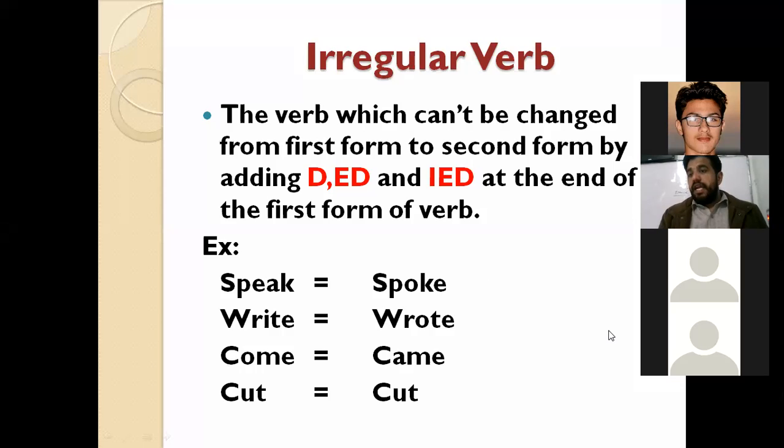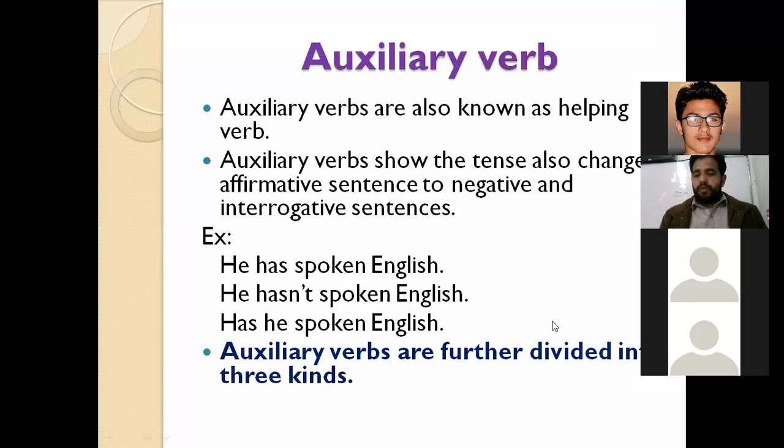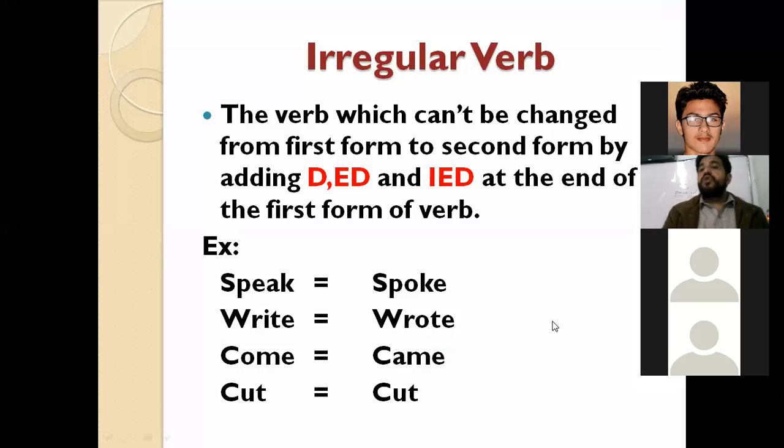Yes, sir. Any student who has a question can ask the question in our subgroup. I can explain to them, and you can also ask the question in chat.